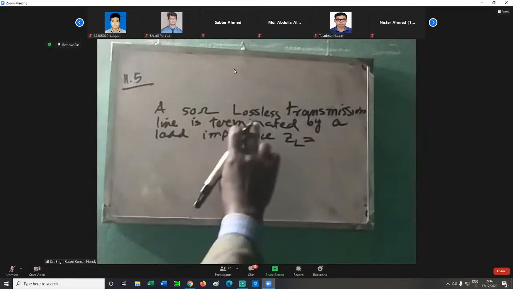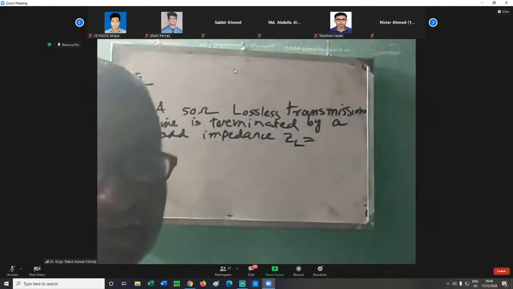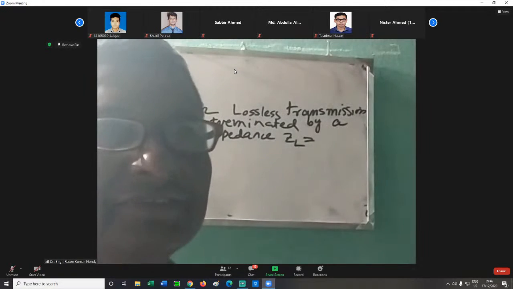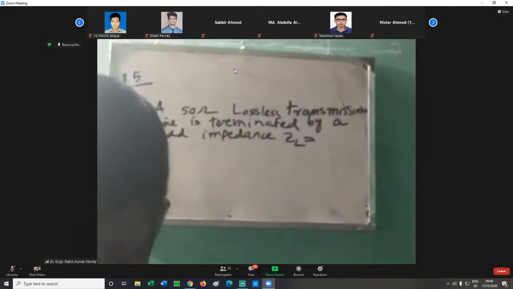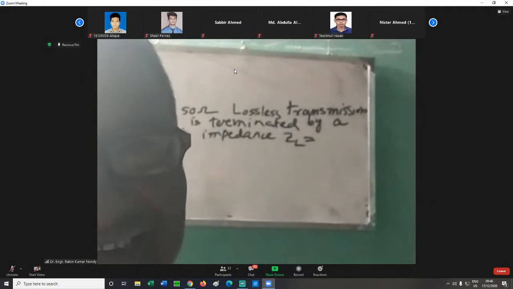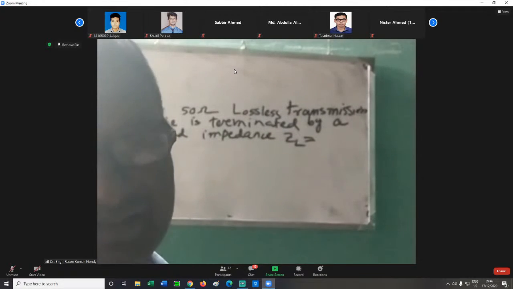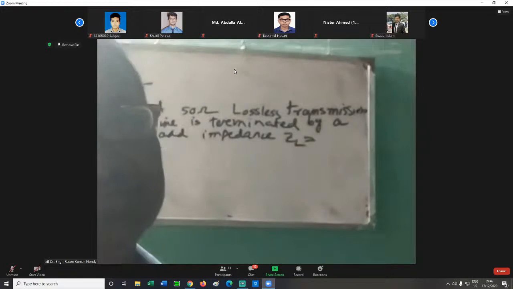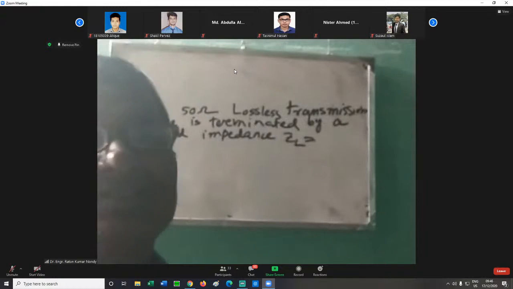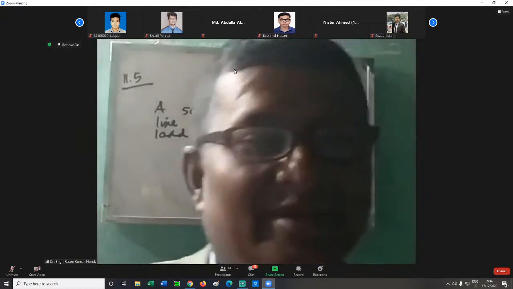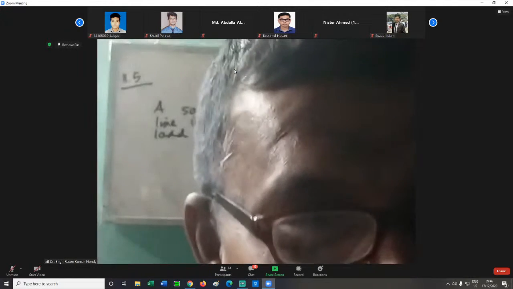Terminated. A 50 ohm lossless transmission line is terminated. Terminated means ended. Suppose you are running, and if I call you to stop and come back, then it is terminated. Terminated means it is not going ahead. After some time it is stopped. Terminated means stopped. Like the terminal in case of a bus. The bus is going to the terminal. Terminal means it is stopping there.